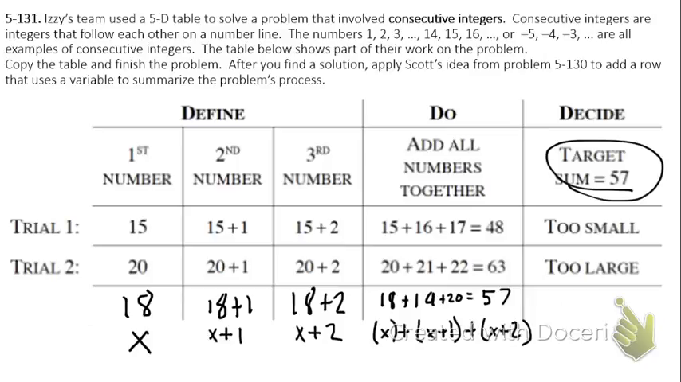Now, one thing we might be able to do if we really want to is simplify. So that could also just be simplified down into 3x plus 3. I've got 3 x's and 3 1's.